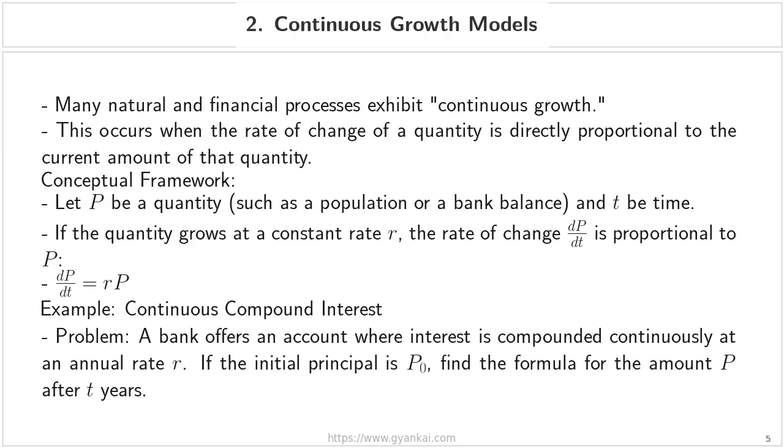To see this in action, let's look at a classic example: continuous compound interest. Imagine a bank offers an account where interest is compounded continuously at an annual rate R. If we start with an initial principal, which we'll call P naught, our goal is to find a formula that tells us the total amount, P, after any number of years, T. In the next few slides, we are going to use the exact same separation of variables technique we used in our geometry example to derive this fundamental formula.